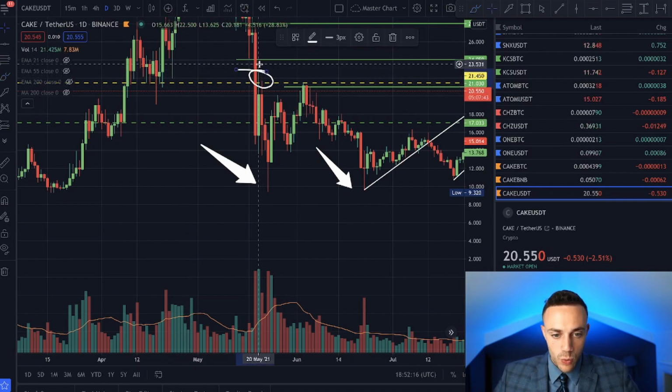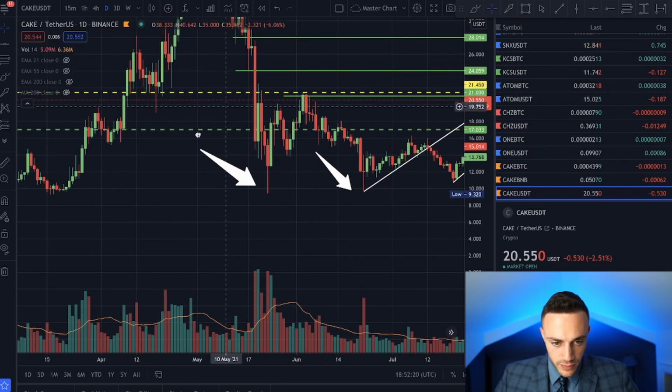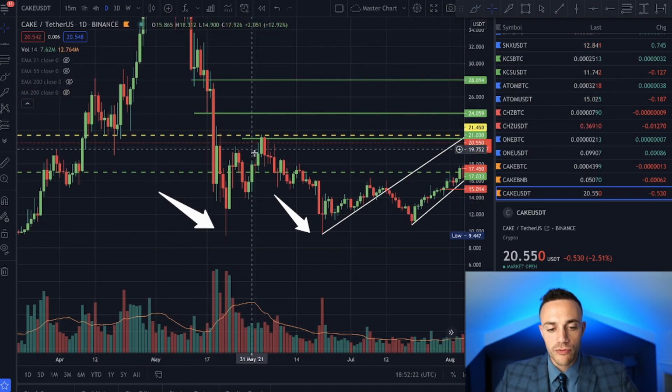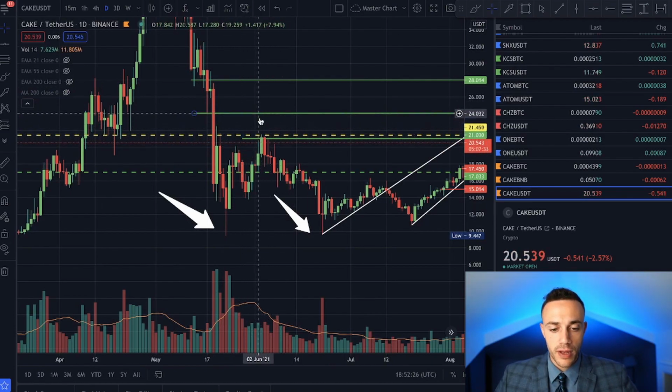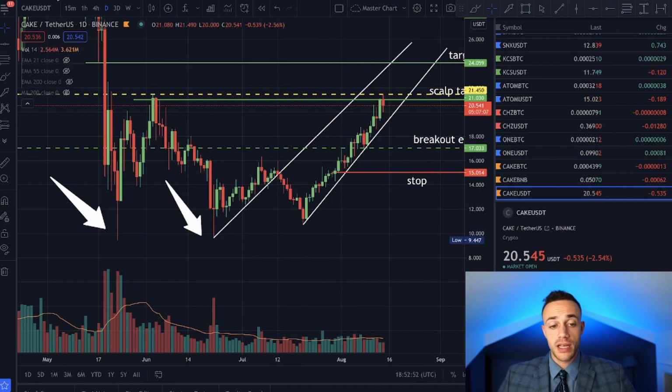Okay, so we had this steep impulse wave drop down on Cake. We retraced up here to this critical supply zone, support resistance flip, and then we touched the double bottom, and then we started bouncing, started moving higher. So this is one example of a double bottom.